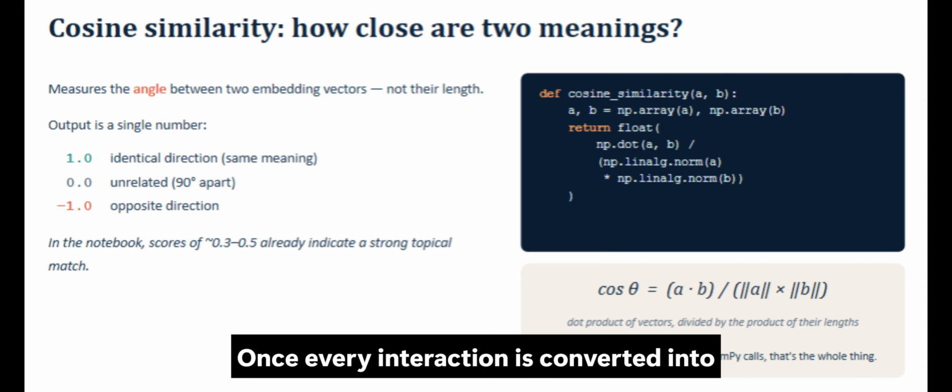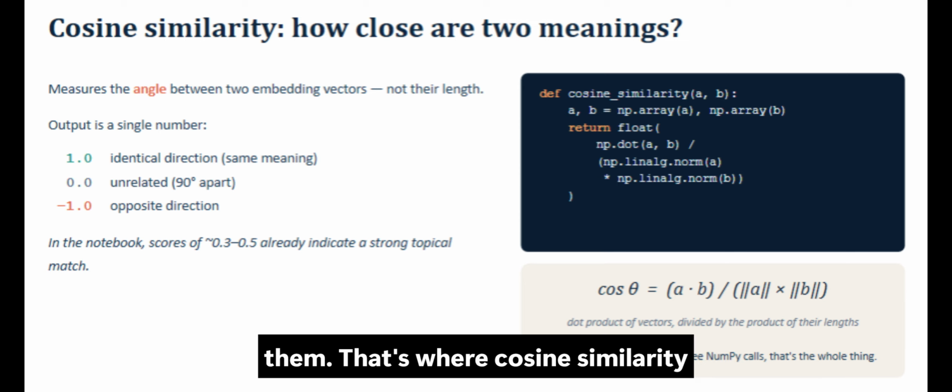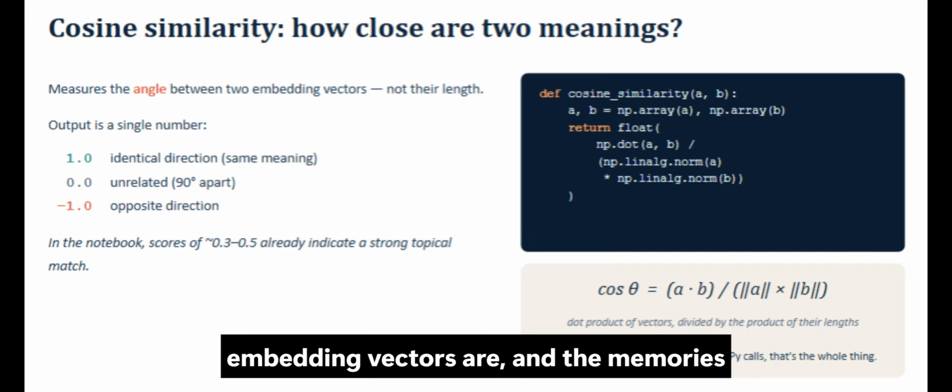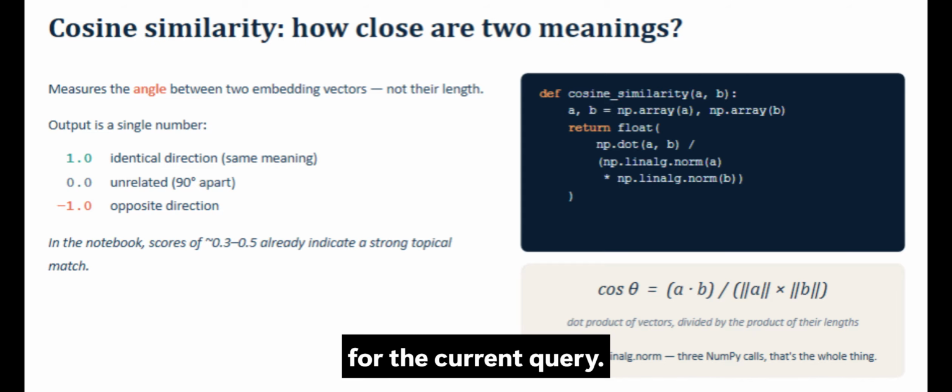Once every interaction is converted into an embedding, we need a way to compare them. That's where cosine similarity comes in. It measures how similar two embedding vectors are, and the memories with the highest similarity scores are retrieved as the most relevant context for the current query.